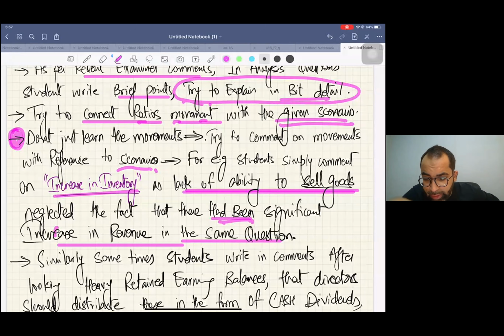Are you getting this? Did you understand this example? And this thing is written in the examiner report. You can verify, your examiner has written this thing.